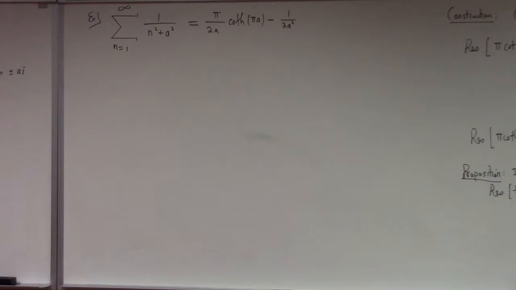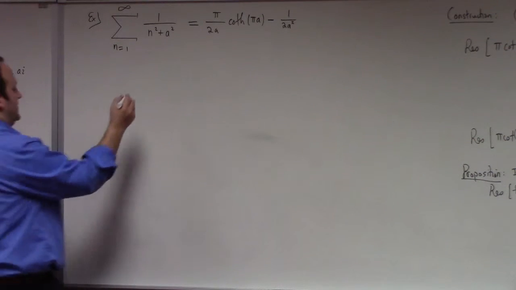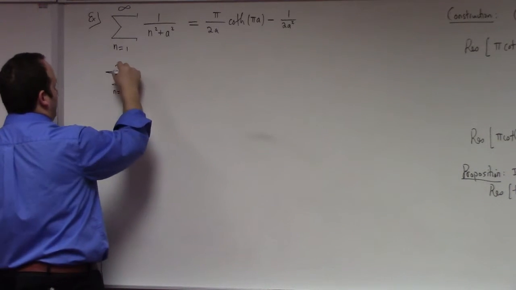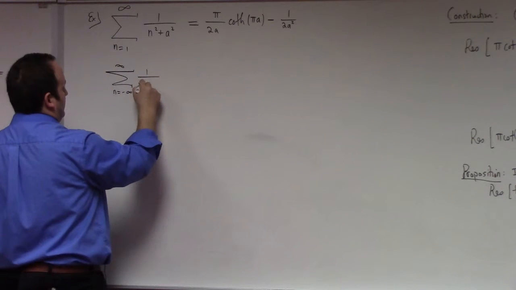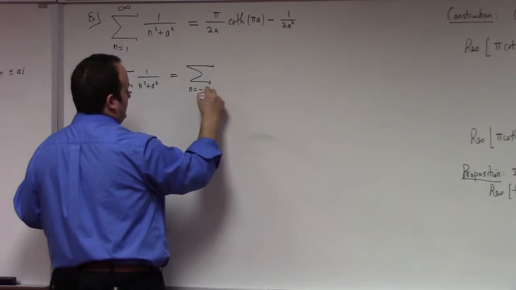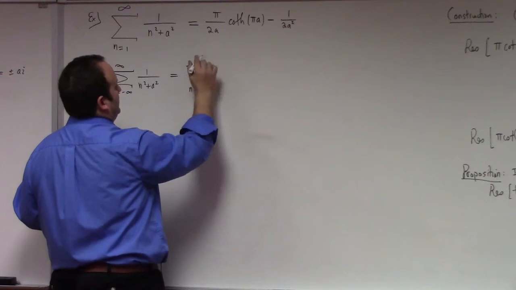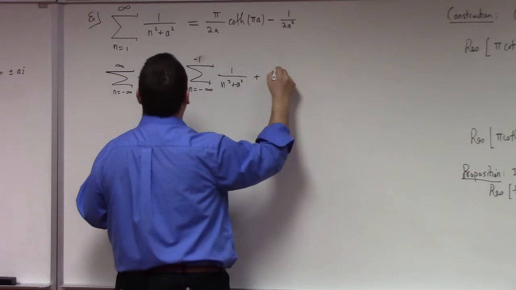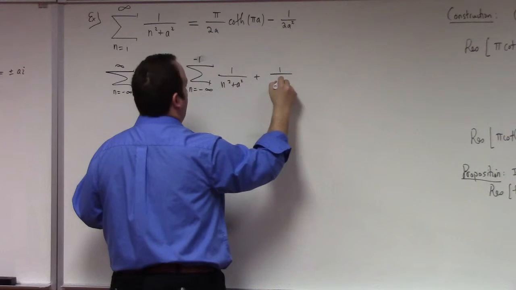And so basically he just uses a rewrite where he says 1 over a squared is equal to f of 0. It's very simple. So basically the thing is just to rewrite the sum from n equals minus infinity to infinity of 1 over n squared plus a squared. You can write it as the sum n equals minus infinity to minus 1 of 1 over n squared plus a squared, plus 1 over a squared.